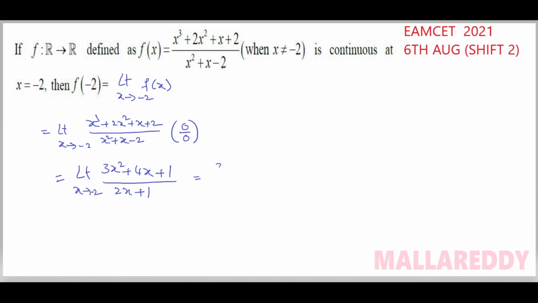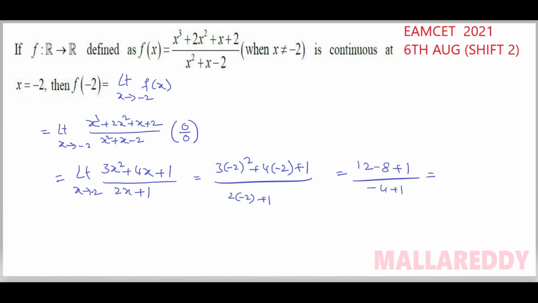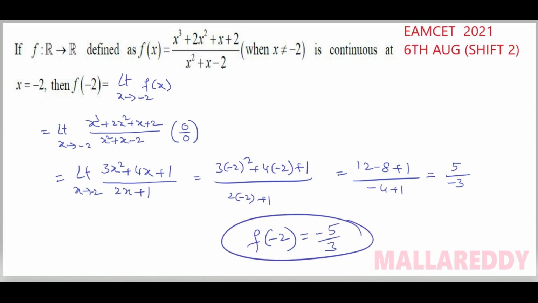Substituting minus 2, that is 3 into minus 2 whole square plus 4 into minus 2 plus 1, by 2 into minus 2 plus 1, that is equal to 3 into minus 2 whole square, that is 12, minus 8 plus 1, by minus 4 plus 1, that is equal to 12 plus 1, 13. 13 minus 8, this is 5 by minus 4 plus 1, this is equal to minus 3. Therefore the value of f of minus 2 is equal to minus 5 by 3.